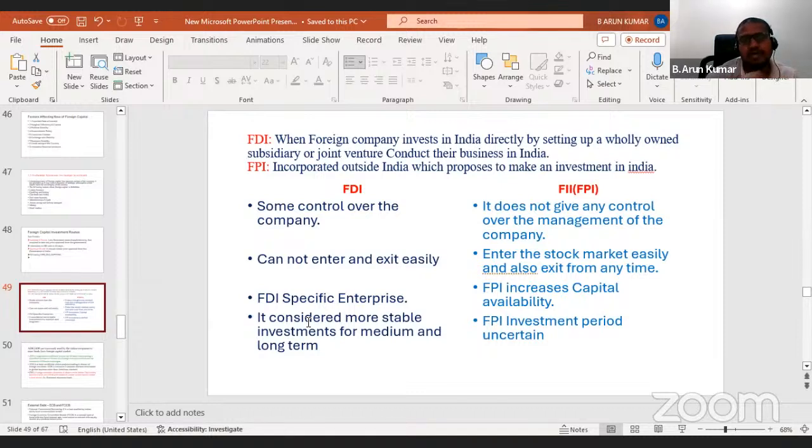Coming to the FPIs, the investment period is uncertain. They invest today, they will exit tomorrow. So they have a free exit and free entry choice. This is the main difference between the FDIs and FPIs.